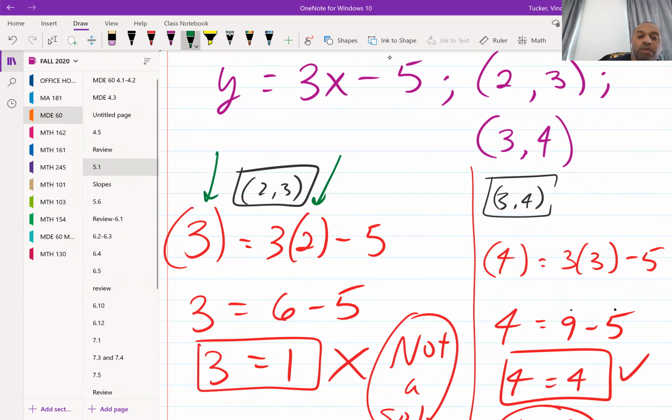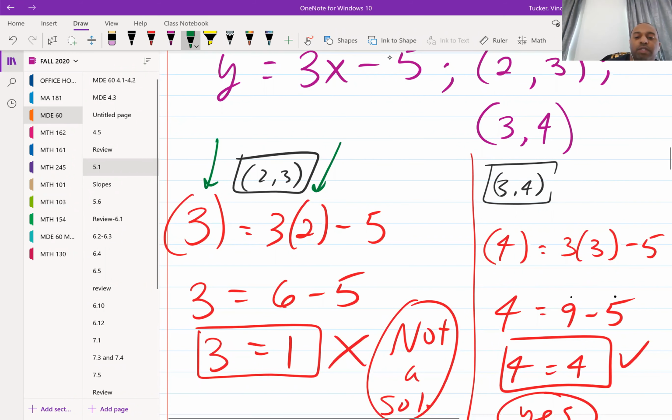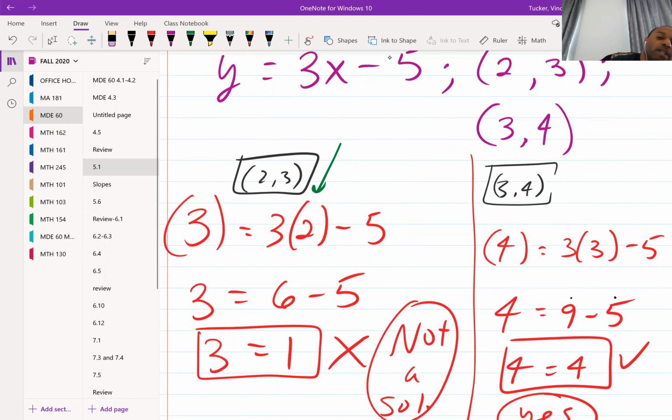So that's 3 equal to 3 times 2 minus 5. 3 times 2 is 6, minus 5 is 1. So you see we have 3 equal to 1, which is not true. And that means we do not have a solution. Or in other words, 2, 3 is not a solution of y equal to 3x minus 5.